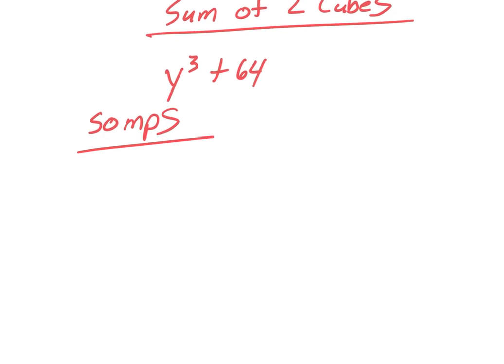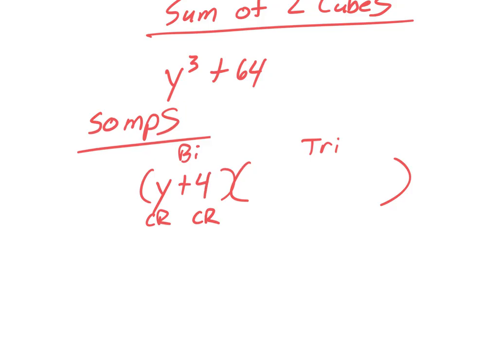Okay, so here's what it looks like. This is why it's weird. You're going to have a binomial times a trinomial. The first part is easy. We're going to take the cube root of both of these. We're going to take the cube root of y cubed. What times itself 3 times gives me y cubed? Y. What times itself 3 times gives me 64? 4.